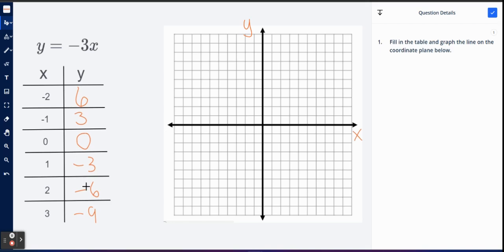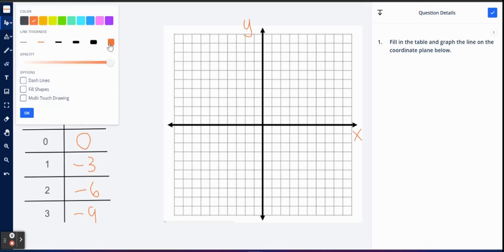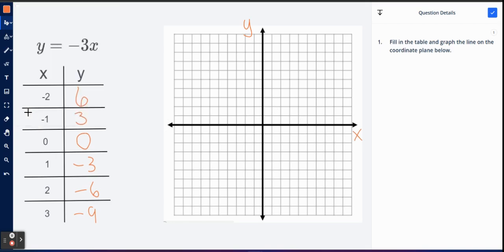So here are the coordinates that I'm going to graph on our grid. I'm going to change the thickness of my line just so that you can see what the points are. So I can simply click. It's a lot easier to do this with a mouse. All right, so we have negative 2, 6. So from the middle, I go left 2, up 6. 1, 2, 3, 4, 5, 6.